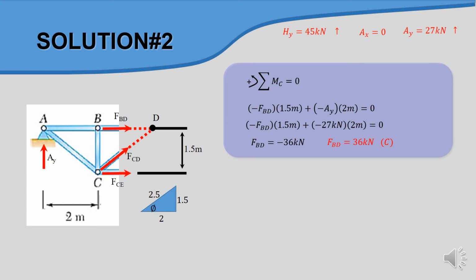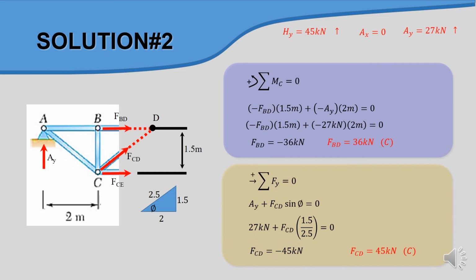You can also get the value if you take the moment at D. If you compare with problem 1, we used point D to get the value of FCE. But in this case, the question is not asking for FCE, so there is no need to take a moment at point D.